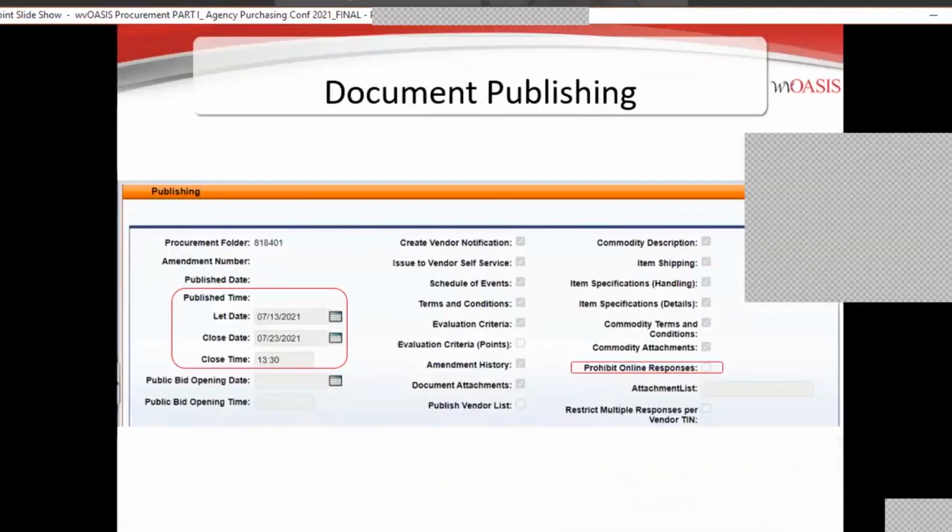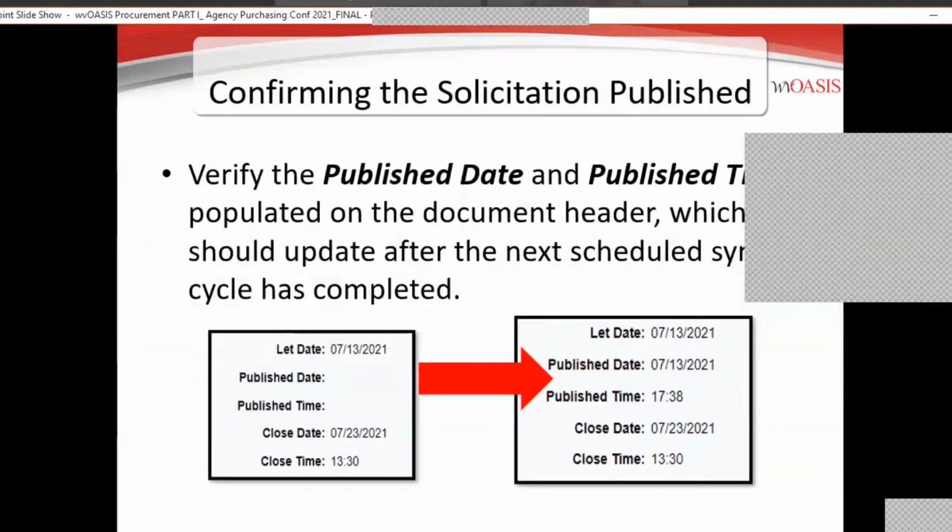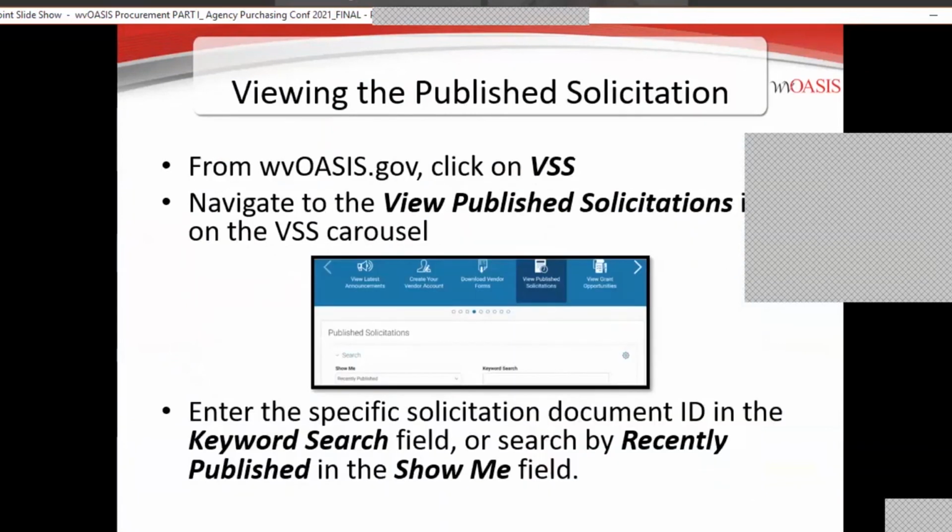Okay, so real quick, publishing to VSS. You want to make sure that your let date needs to be the current date or a future date, it can't be a past date. And your close date, of course, needs to be however many days out that you want to allow vendors to look at that and respond. Confirming the solicitation published, you can look at the header of your solicitation document and make sure there's a published date and time. If that's not populated after the next full sync cycle, then you need to go back and look at your document and see what might have happened.